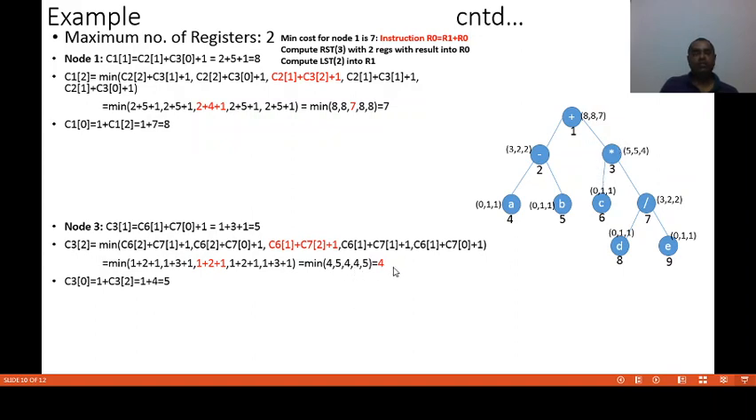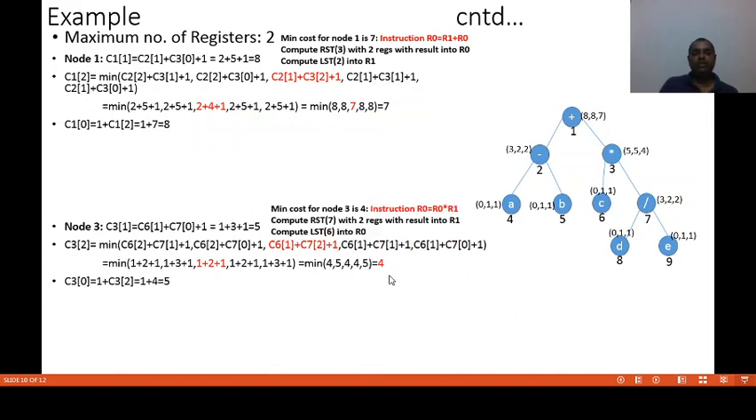How am I getting 4 here? By using this one: 1 plus 2 plus 1. You can select any one of these 4, 4, and 4. I have selected this one, 4, 1 plus 2 plus 1, and the instruction is C61 plus C72 plus 1. That means node 6 by 1 register, node 7 by 2 registers, and 1 is the store cost.